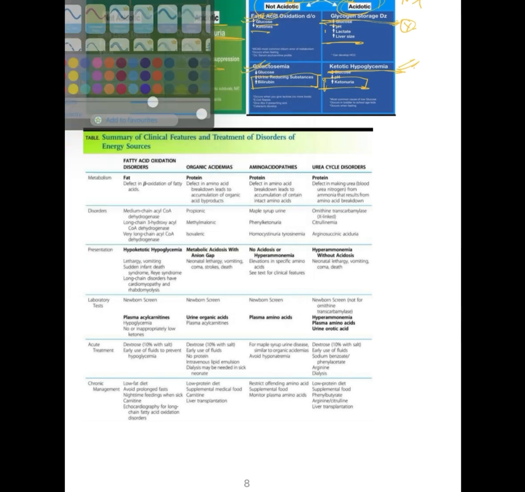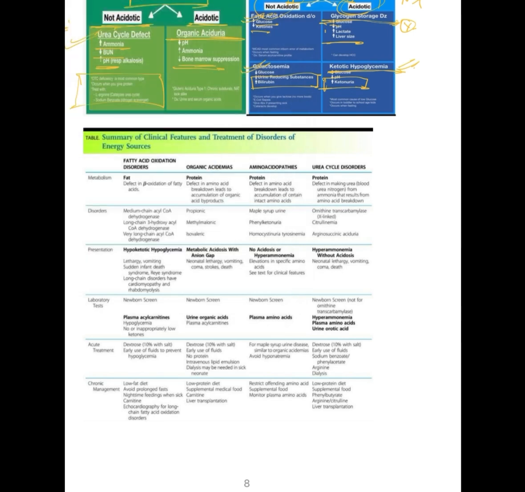okay, we'll go with this one. What is happening here? We have fatty acid oxidation disorders. This is the disorder in metabolism of fat where there is beta oxidation deficiency. So there might be medium chain acyl CoA dehydrogenase deficiency, or long chain or very long chain, anything. The patient is presenting with decreased ketones and decreased glucose, so this is hypoketotic hypoglycemia.